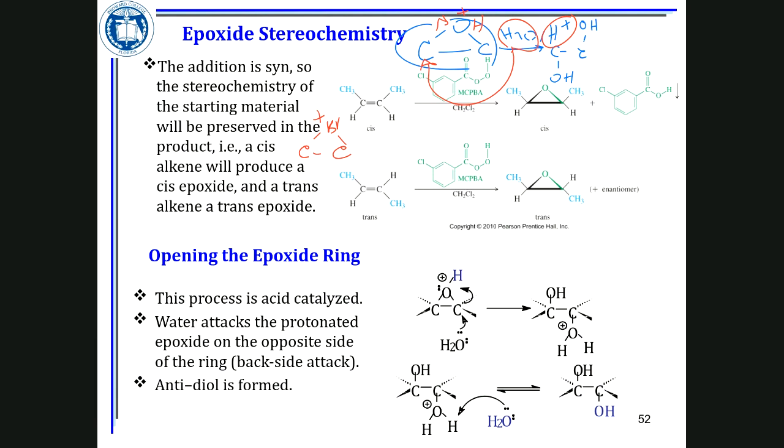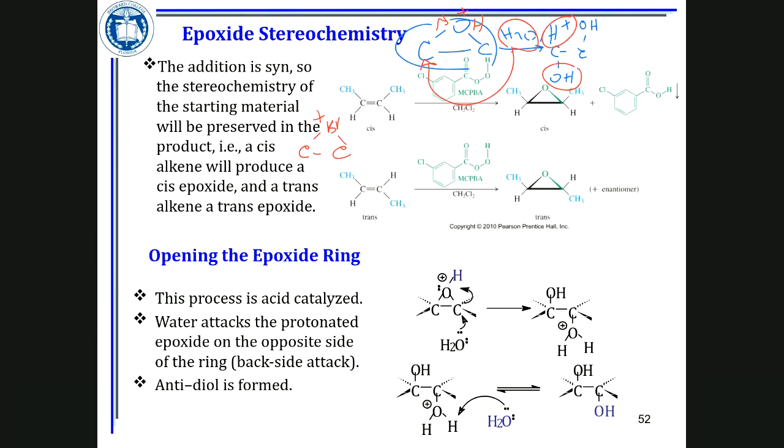So you have a protonated alcohol here. You have to remove the hydrogen with the plus charge, and you end up with the OH on one side and OH on the opposite side. So the ring opens to the top, and then H2O is going to attack from the bottom. So it's an anti-diol. OH is on one side, and the other OH on the opposite side.